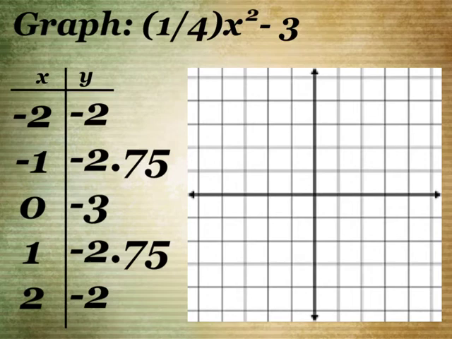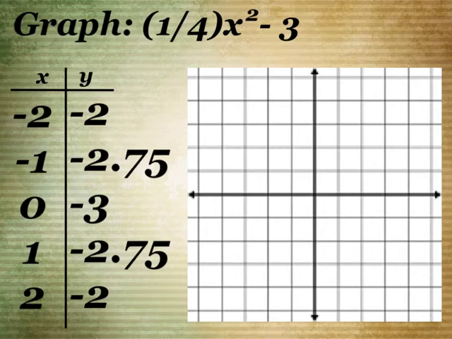Now, don't freak out. I just transferred all the data. Here, those give us our points. When we plugged in -2, we got -2. When we plugged in -1, we got -2.75. 0, -3, 1, -2.75, 2, -2. So again, those are going to be the points that we plot.